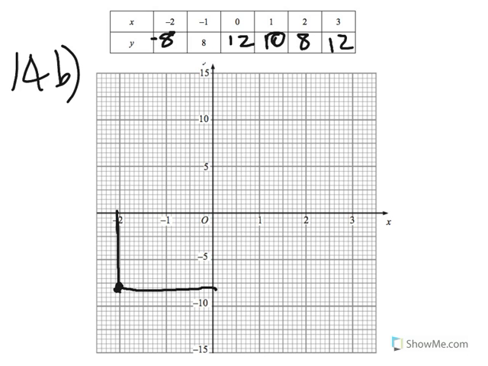Then when x is negative 1, which is here, y is 8, so you go up, and your other line will be there. So your next point will be there. Then when x is 0, y is 12, so that's somewhere there.